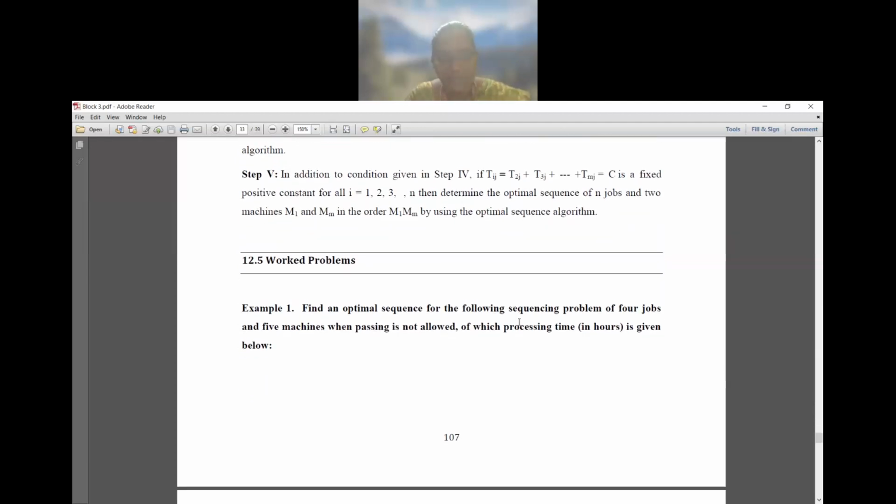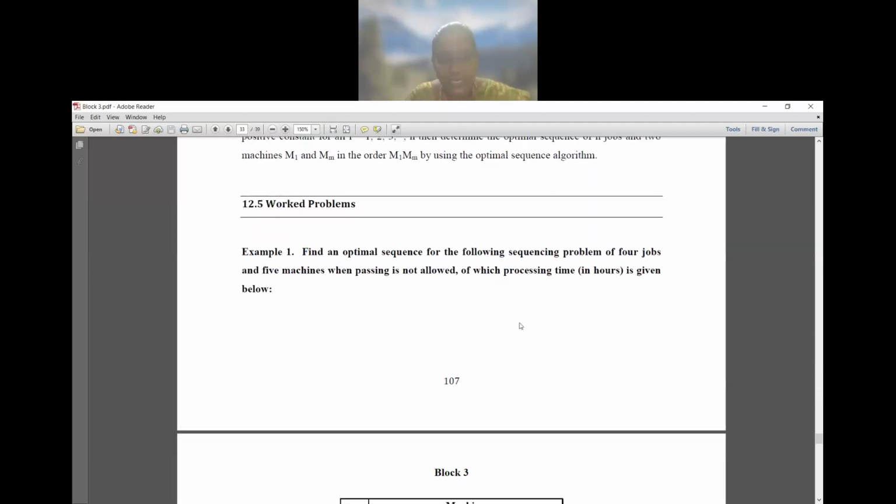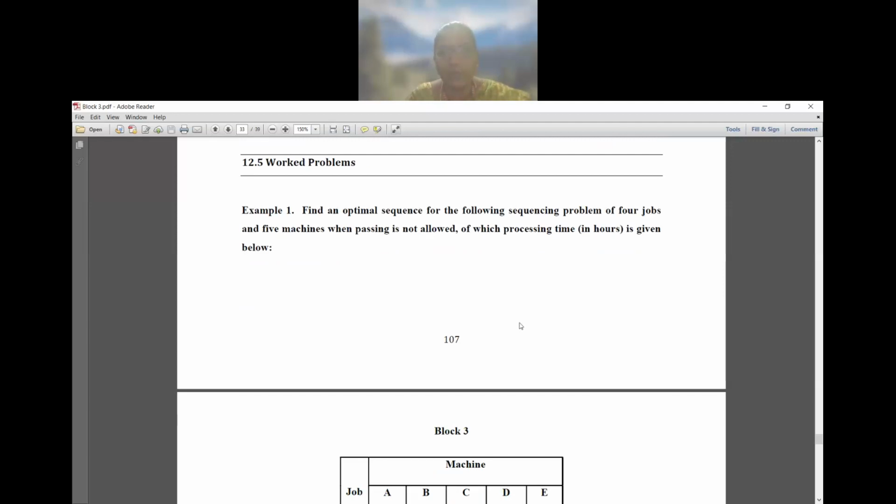In the first example, find an optimal sequence for the following sequencing problem of 4 jobs and 5 machines when passing is not allowed, of which the processing time in hours is given below.